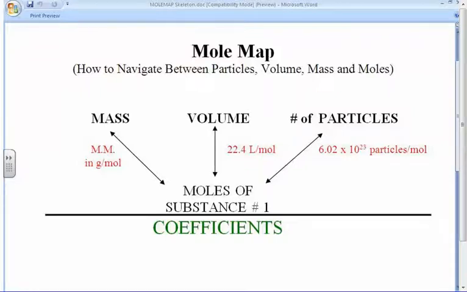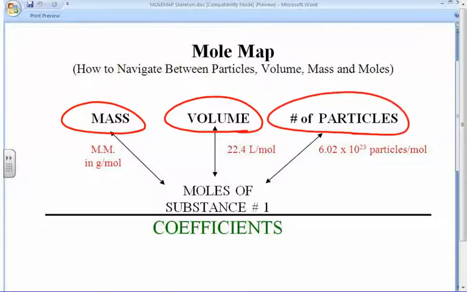This is a quick summary of what we're doing when we are learning how to navigate from mass to moles, or from volume to moles, or from the number of particles that we have to moles. The number of particles are going to be either formula units if we're talking about an ionic compound, or molecules if we're talking about a covalently bonded compound or a member of the diatomic 7, or the other representative particle is the atom for the other elements, excluding the diatomic 7.